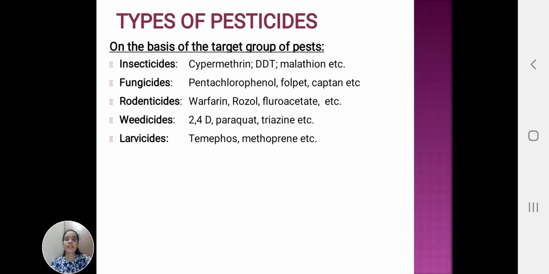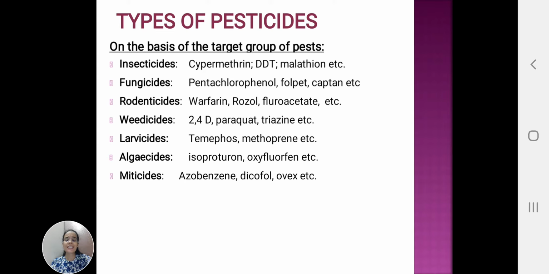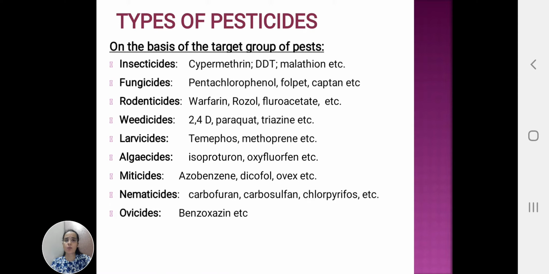Larvicides, they attack the larvae of different insects like temephos. Algicides, which attack the algae which are acting as pests like isoproteron, oxyfluorophene. Miticides, they attack the mites, azobenzene, etc. Nematicides like carbofuran. Ovicides, they attack the eggs of insects and mites like benzoxine. Molluscicides, which attack the slugs and snails like metaldehyde, thiacloprid, thiodicarb, etc.